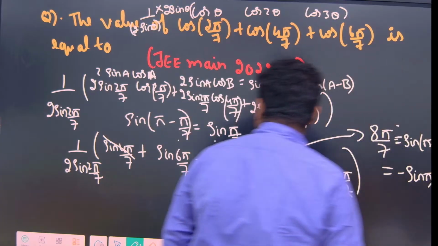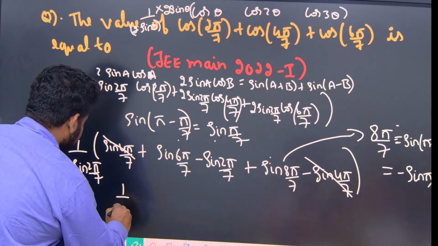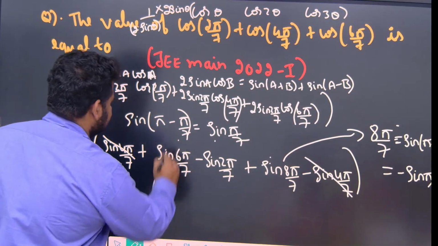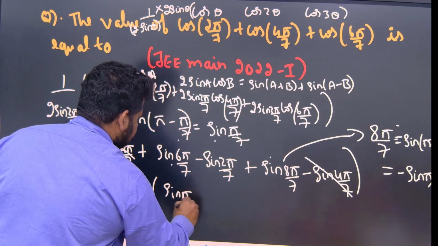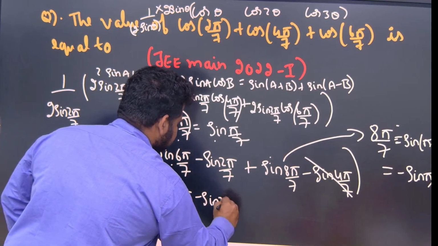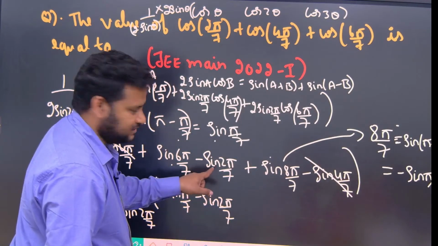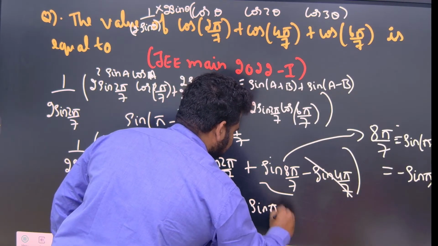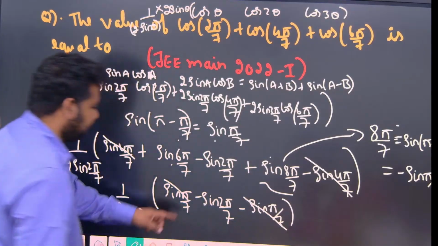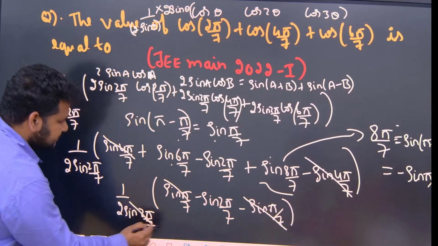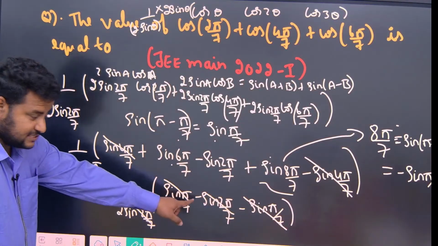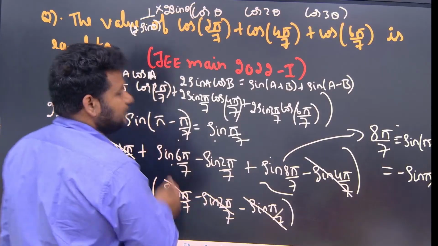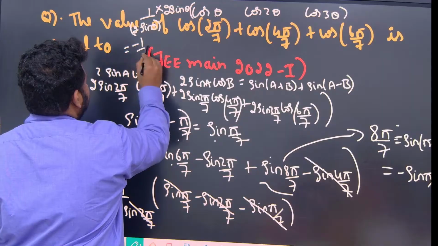Got it? So what can I write here, friends? This will be 1 by 2 sin 2 pi by 7 into this one. Instead of this, I can write sin pi by 7 minus sin 2 pi by 7. Don't forget this sin 2 pi by 7. Instead of this, I can write minus sin pi by 7. So this and this will cancel, and I am left with only this. Sin 2 pi by 7 and sin 2 pi by 7 cancel. I am having 1 by 2. Here minus is there, minus is there. The answer will be minus 1 by 2. This is a numerical value based question. So the answer is minus 1 by 2. Agreed?